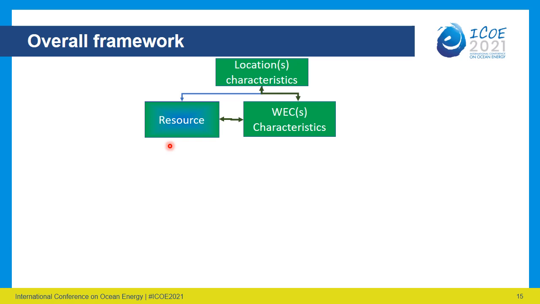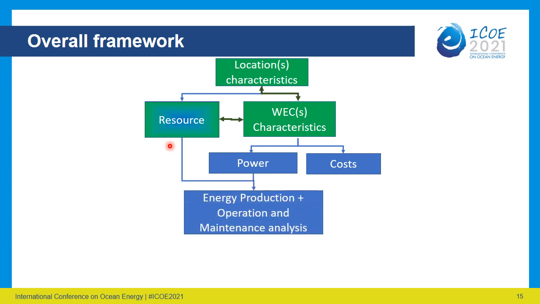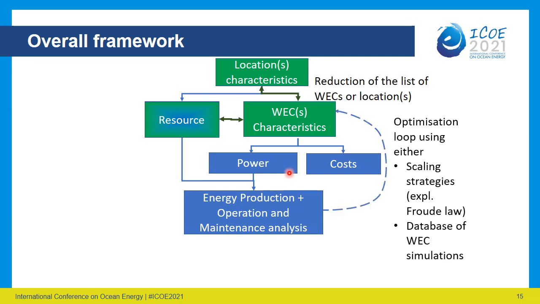From it, the WEC power capacity and cost are at the same level. The WEC power must be determined to obtain an estimation of the energy production, which is related to operation and maintenance requirements from the WEC and the resource. Already, some studies stop here to reduce the number of WECs or locations from the pairing. Either Froude law scaling is used in order to select the best configuration of the WEC, or a complete database of WEC simulations is used, especially when the Froude law cannot be applied.